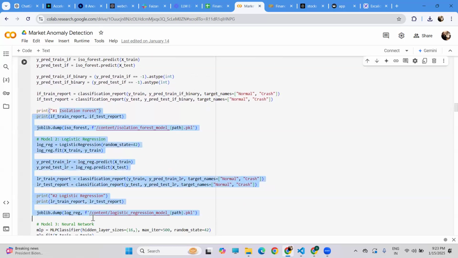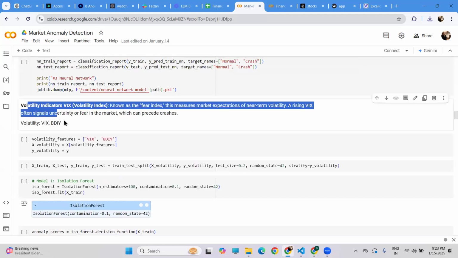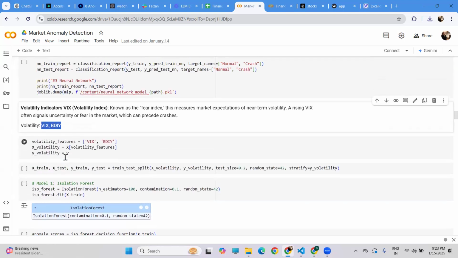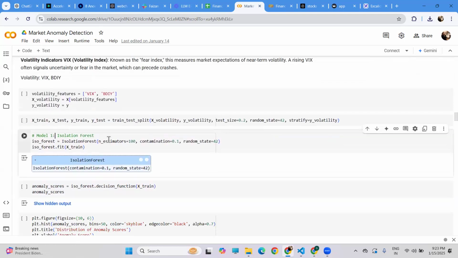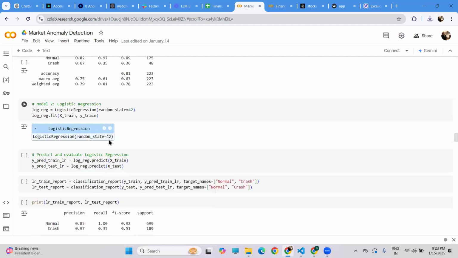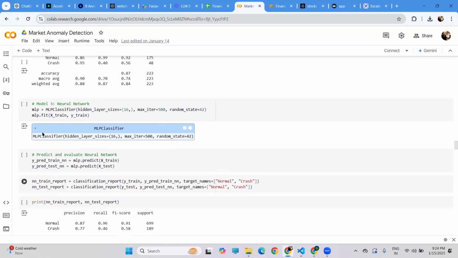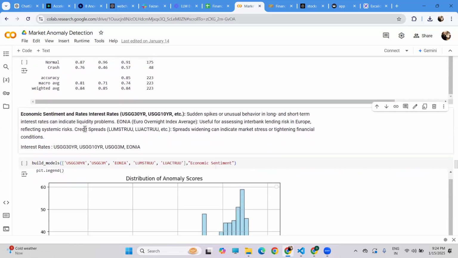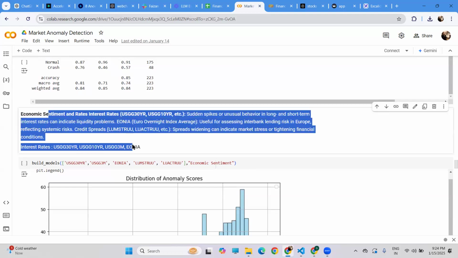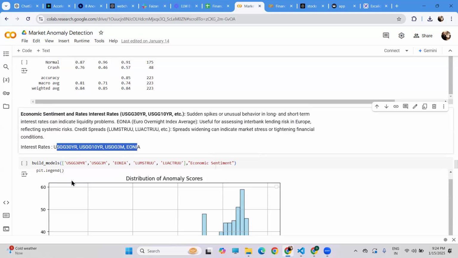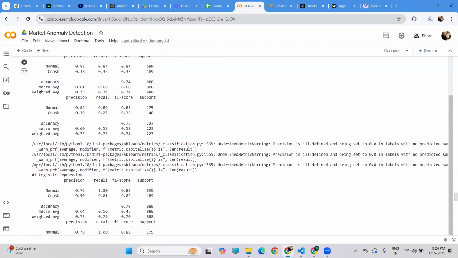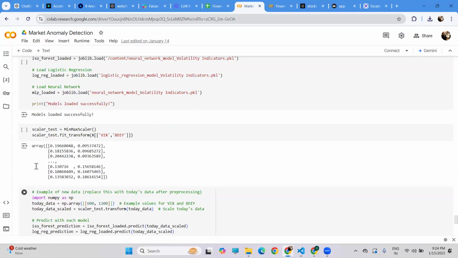And this is a function which builds the model. As I said, I am using 5 different metrics. For the first metric, I am only going to use 2 columns, weeks index and BDIY, and I'll build all three models: isolation forest, then logistic regression, and neural network. So you will see the performance for all these metrics and all these different models. For example, this is a second metric where I am using these columns to build all three models, and all the models with performance you will find in this Colab notebook.